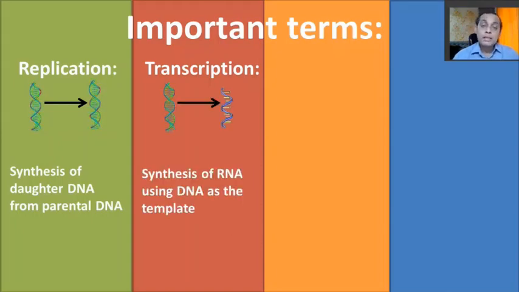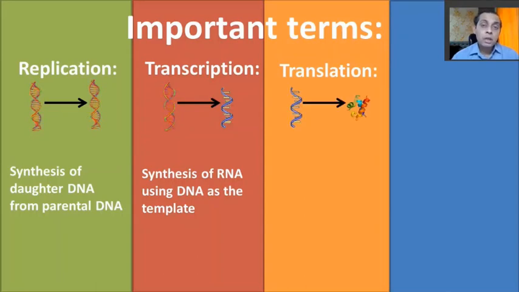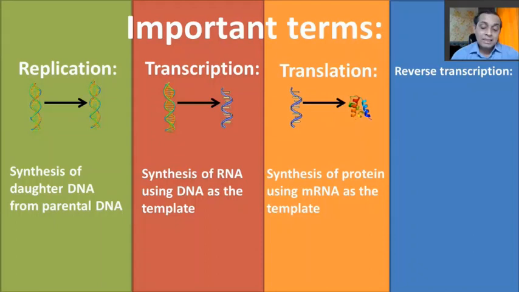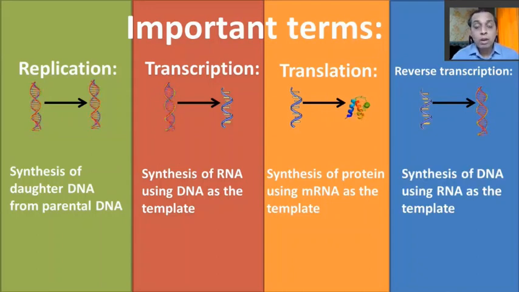Next, translation. Now, the DNA has made RNA, and when the RNA is responsible for making a specific protein, it is called translation. And one more important term is reverse transcription. It is the reverse of transcription. So transcription is DNA making RNA, and reverse transcription is RNA making DNA. So these are important related terms. We will understand these processes one by one in the coming part.